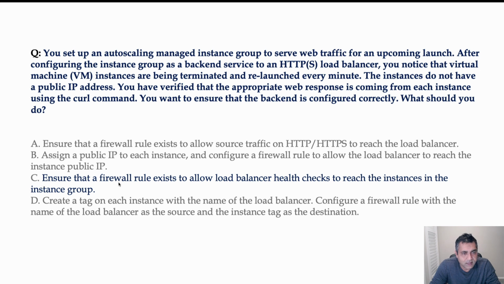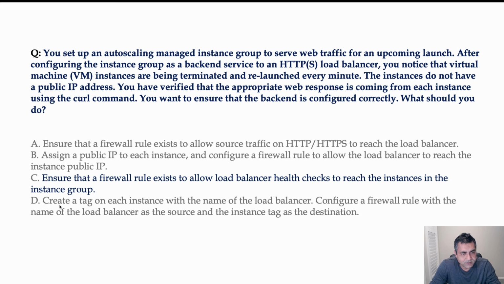C. Ensure that a firewall rule exists to allow load balancer health checks to reach the instances in the instance group. C is correct because health check failures lead to a VM being marked unhealthy and can result in termination if the health check continues to fail. Because you have already verified that the instances are functioning properly, the next step would be to determine why the health check is continuously failing. So C is the right answer.